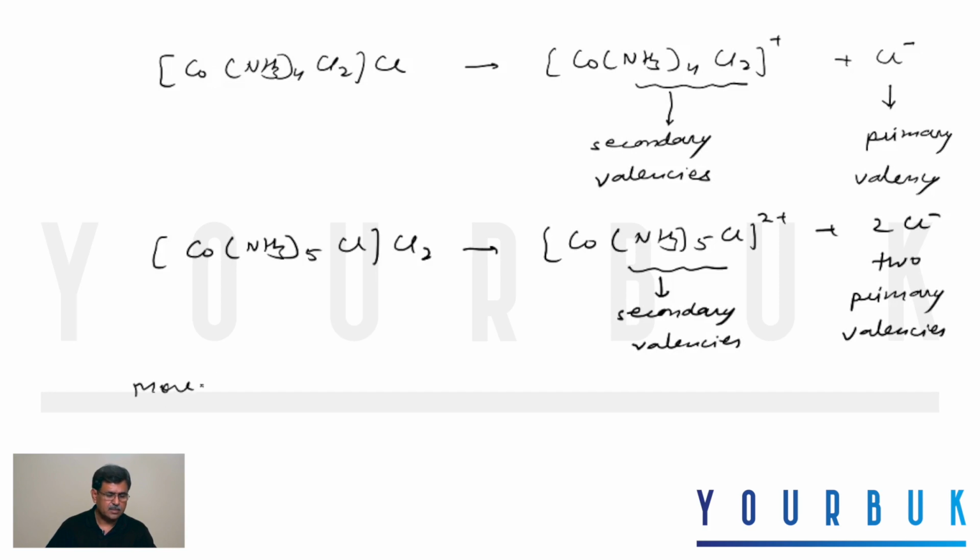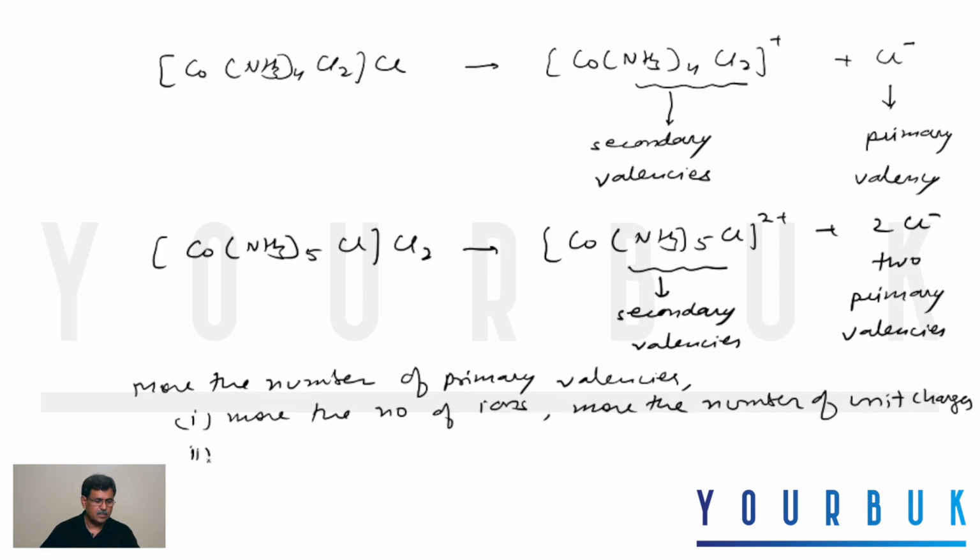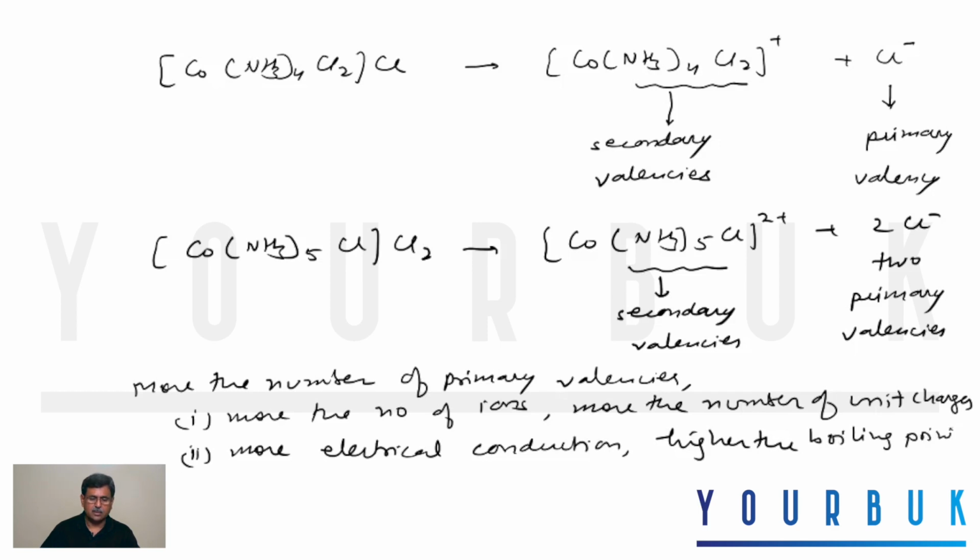And the more the number of primary valencies, the more the number of ions, the more the number of unit charges, and the more the electrical conduction, the higher the boiling point. So the second complex given above will have more electrical conduction than the first one. The second complex is more electrically conducting than the first one.